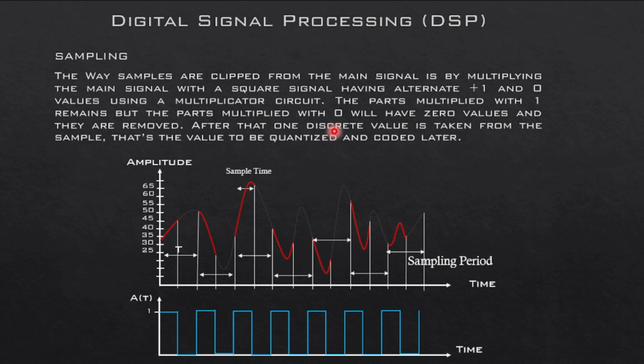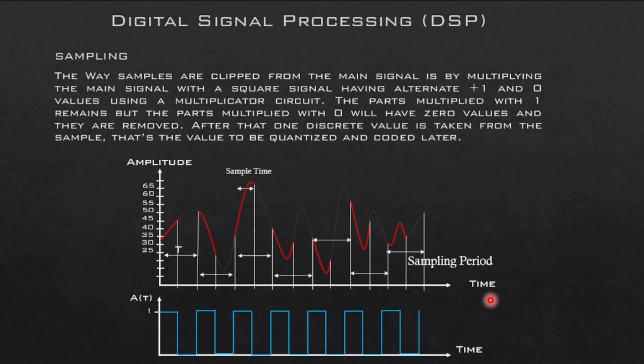After that, one discrete value of each sample needs to be taken. So after that, one discrete value is taken from the sample, like in the middle or at the beginning, depending on the sampler type. That's the value to be quantized and coded later, which we will explain.